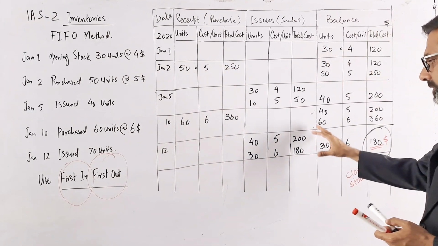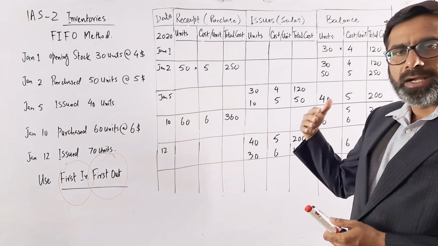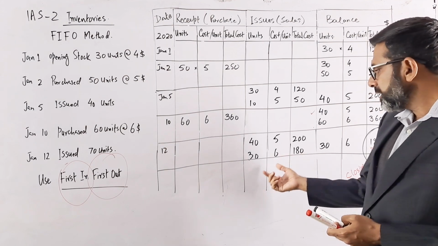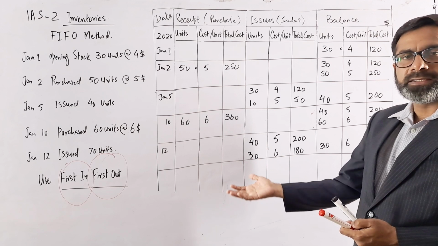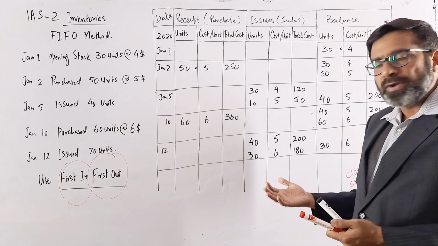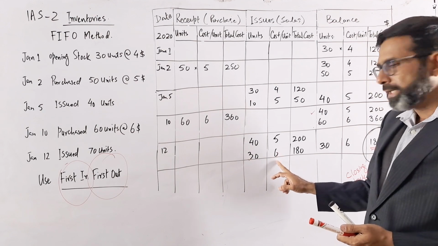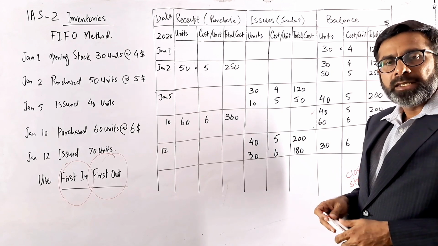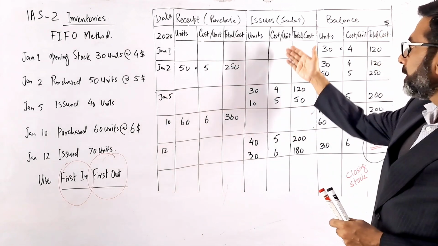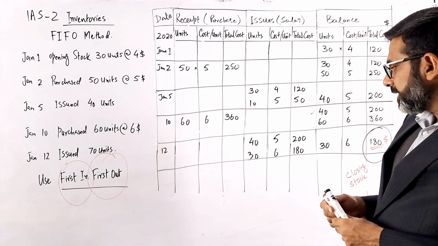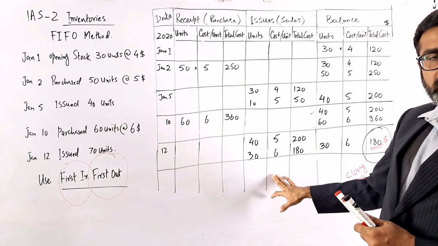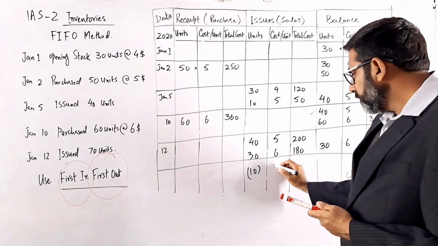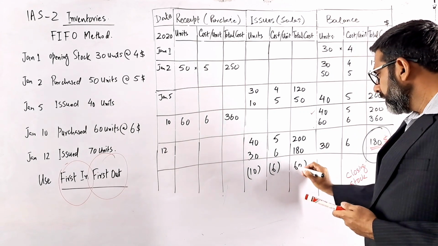For example, they have issued to the production department, or they may be issuing to the customer, like a sale. So they may be issuing, for example, 10 units, and a sale return is there. How do we write it? The units they are issuing, and some of those units are returned by the customer. In that case we have to write it in the issues, but in brackets. For example, the 10 units are here, so at 6 each, it will be 60.